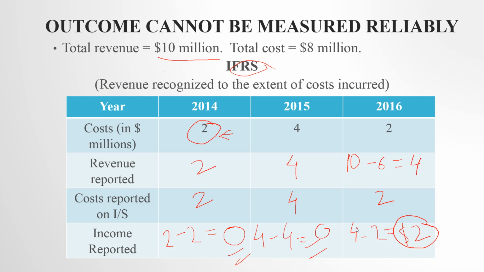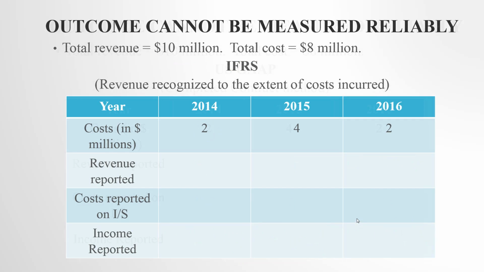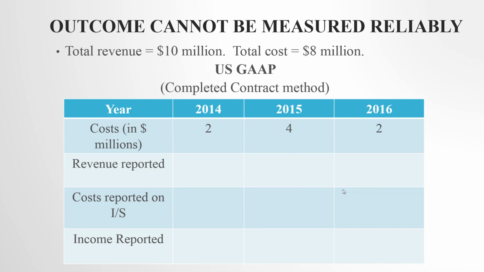Now let's look at the US GAAP method, the completed contract method. Now this is different from the IFRS because the amount of revenue reported will be 0 on the income statement. There will be no cost reported on the income statement either. This $2 million will be reported on the balance sheet as work in progress, and the amount of income would be 0 as well.